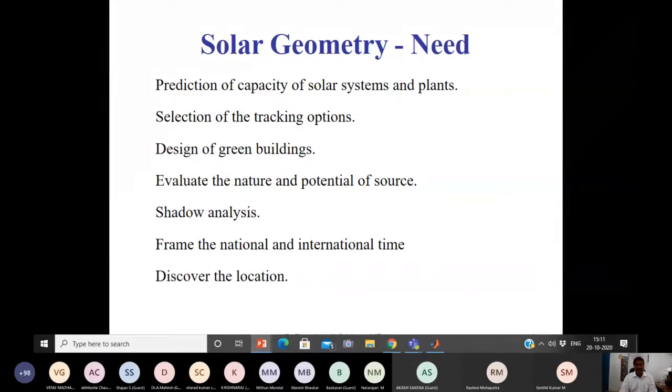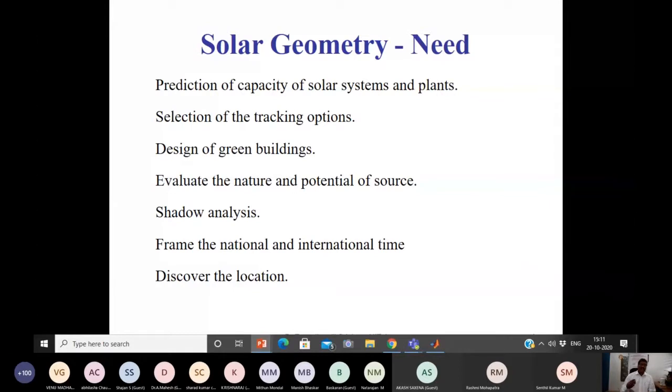And discover the location. This is one of the interesting applications of solar geometry. Generally, solar geometry means there is one problem: as per the given information, we can find the location of the sunbeam. For example, the date and time are given. As per the given date and time, it is easy to estimate the location of the solar beam.